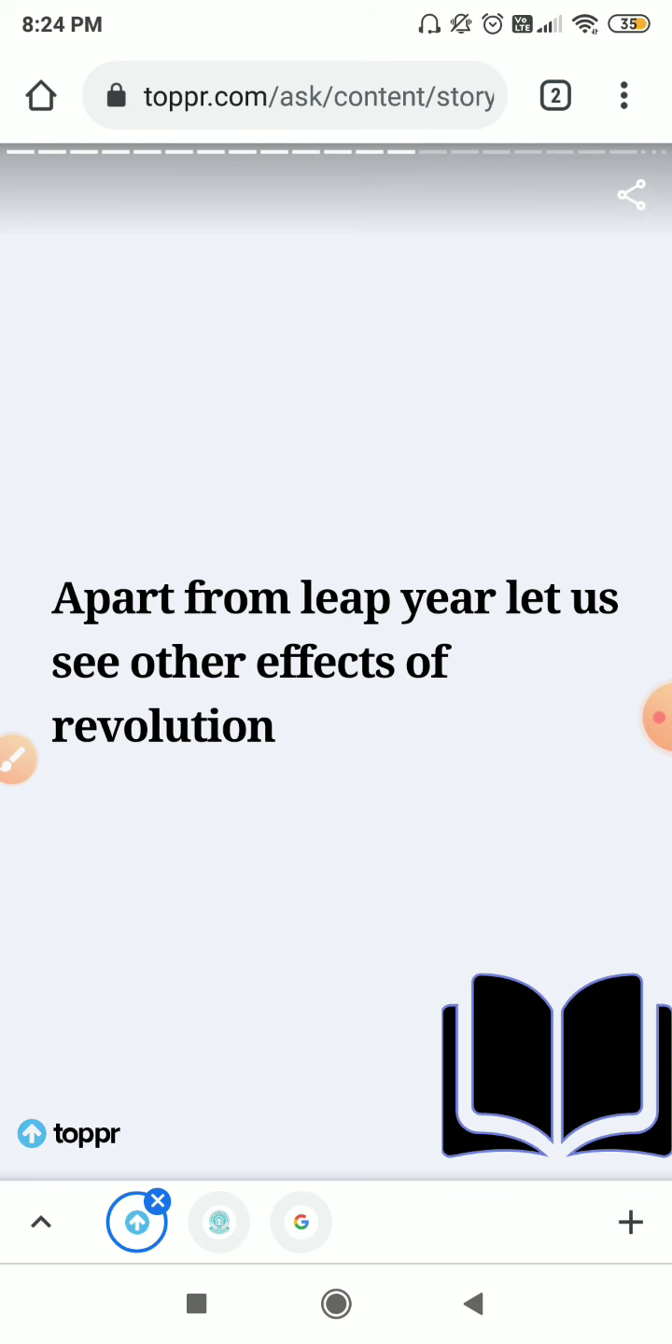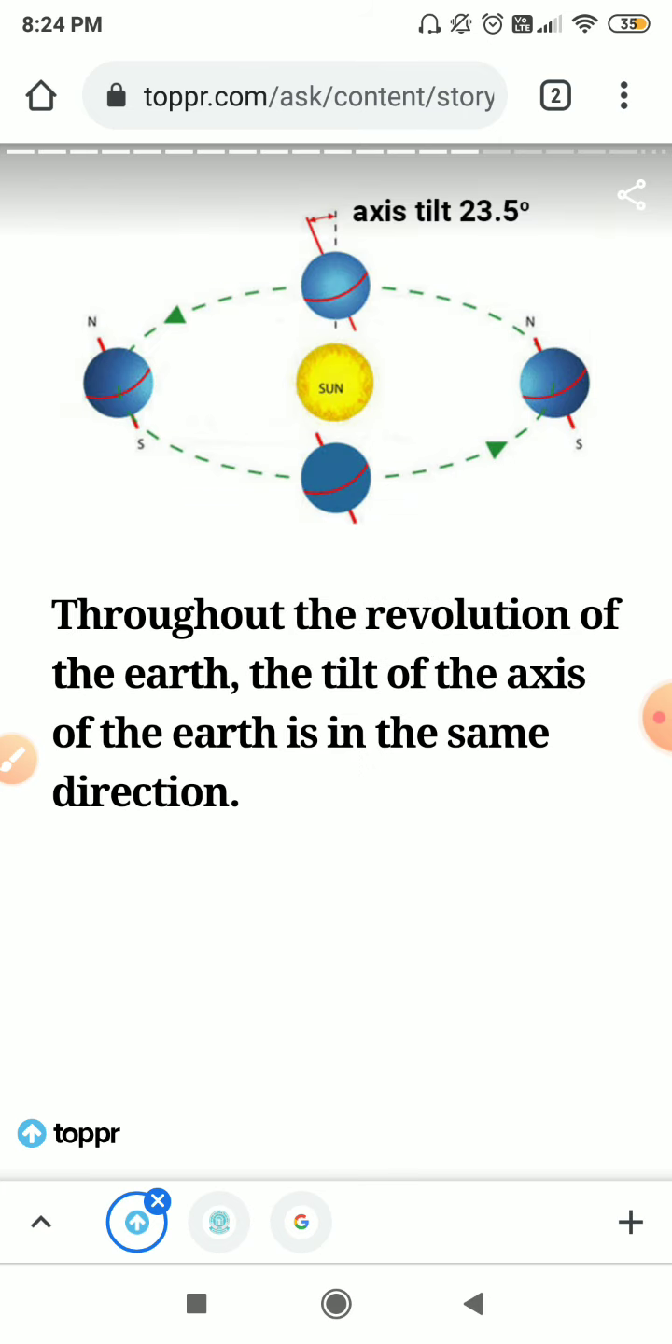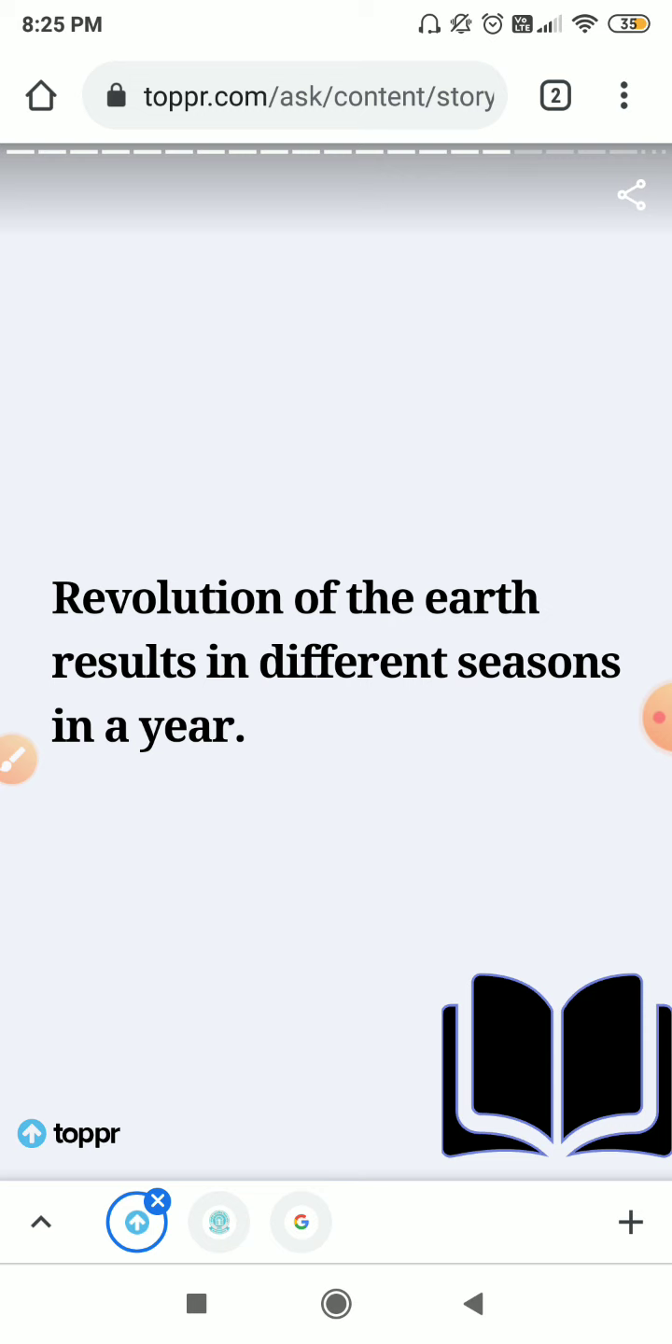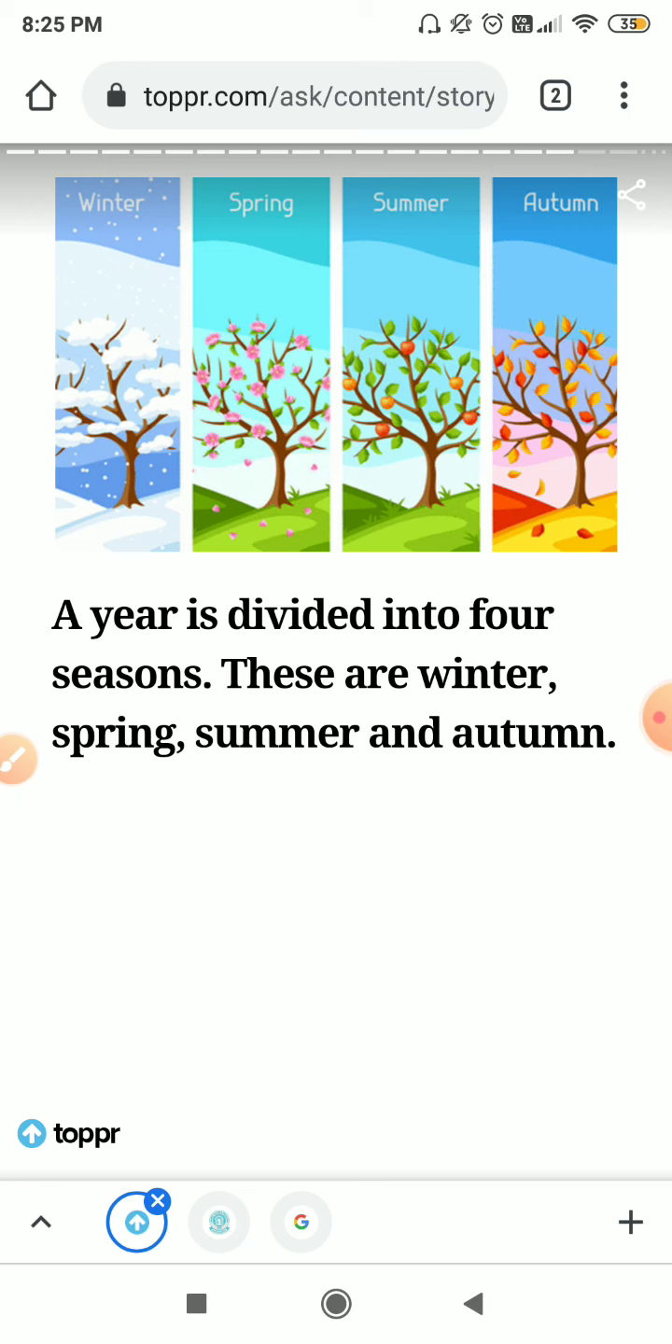Apart from the leap year, let us see other effects of revolution. Earth revolves around the Sun in a fixed elliptical orbit. Throughout the revolution of the Earth, the tilt of the axis of the Earth is in the same direction. Revolution of the Earth results in different seasons in a year. Seasons change because of the changing positions of the Earth during its revolution around the Sun. A year is divided into mainly 4 seasons. These are winter, spring, summer, and autumn.